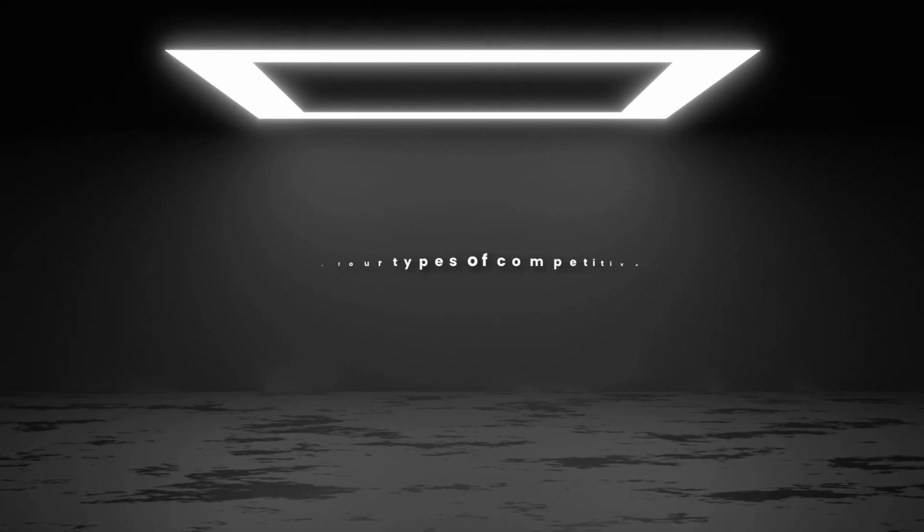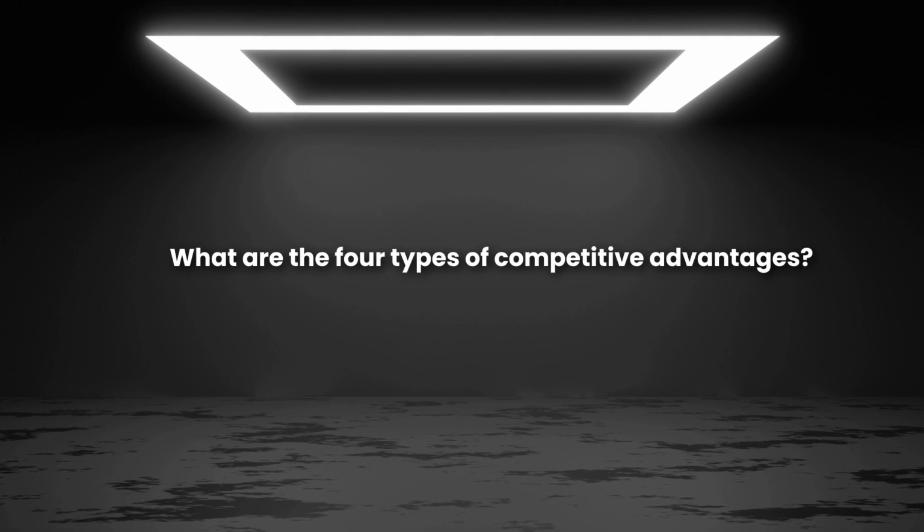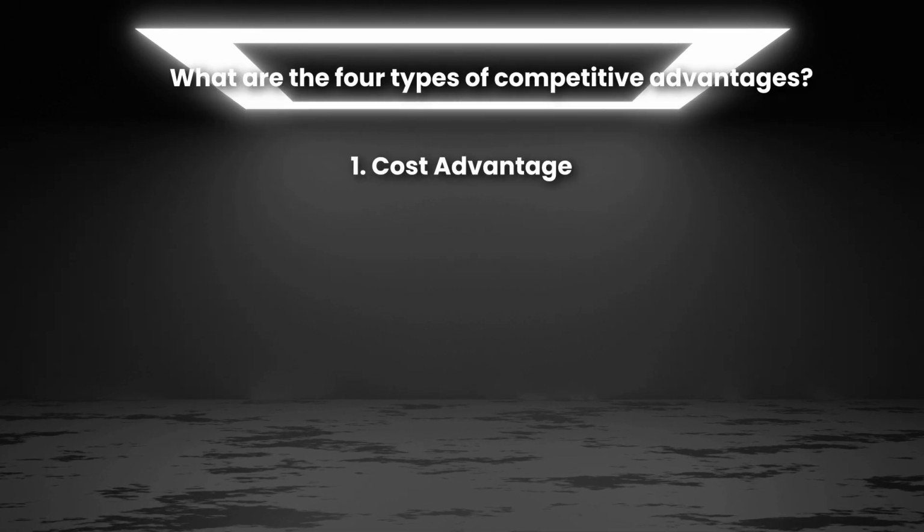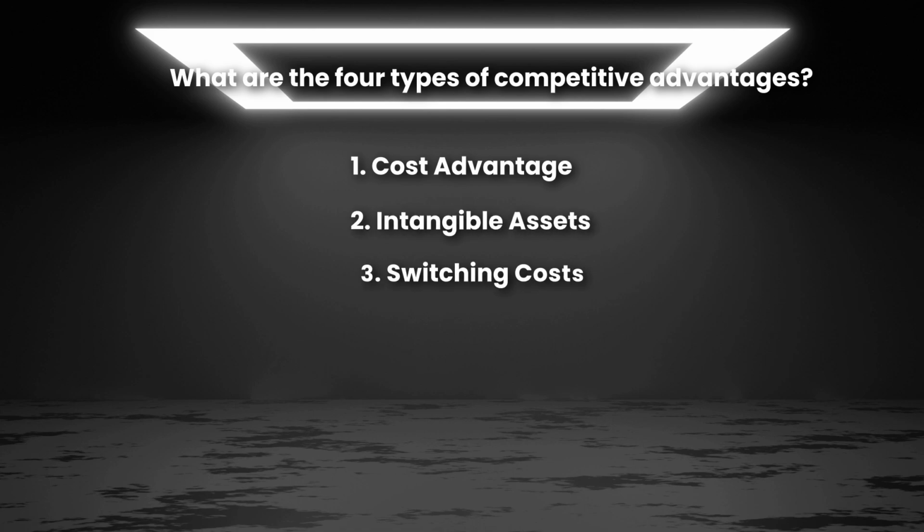Let's dive right in. So what are the 4 types of competitive advantages? The 4 competitive advantages are as follows. Number 1, a cost advantage. Number 2, intangible assets. Number 3, switching costs. And number 4, network effect.